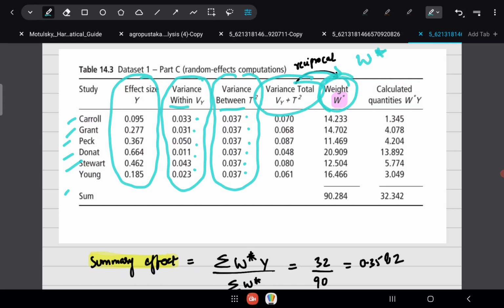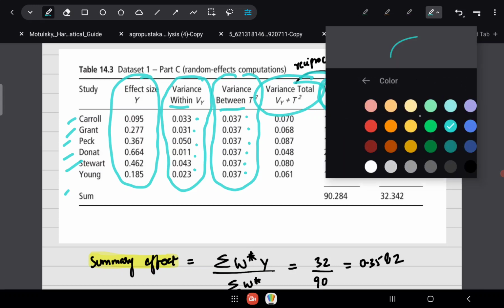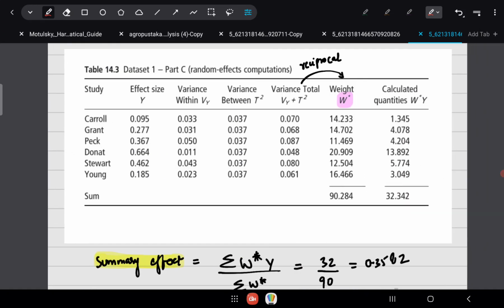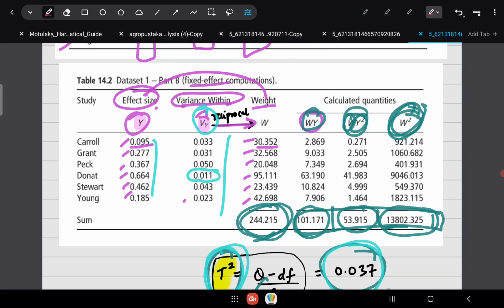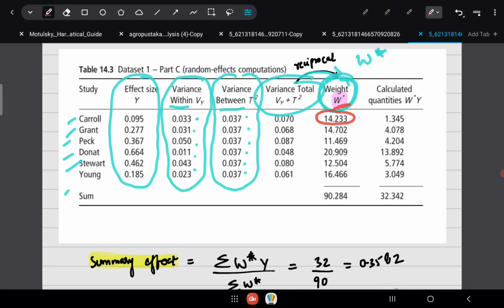So this is the most important thing which is different between random and fixed effect modeling: the actual weight of the study. I just want to show you this concept. Can you see, for example, the weight of the Carroll study is 14 here. That is W star, for random effect modeling. But for fixed effect modeling, the weight was 30. So you can see the weight of the Carroll study has actually decreased from 30 to 14 when we shifted from fixed to random effect modeling.